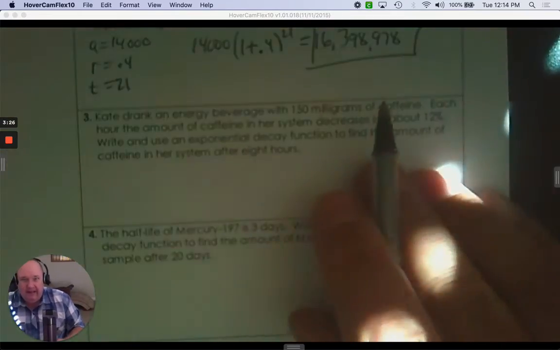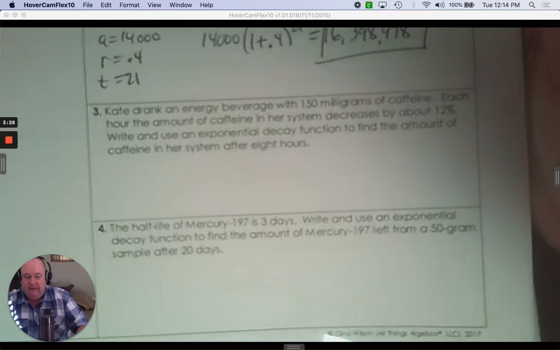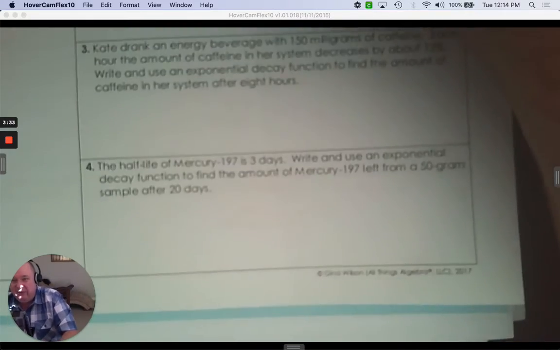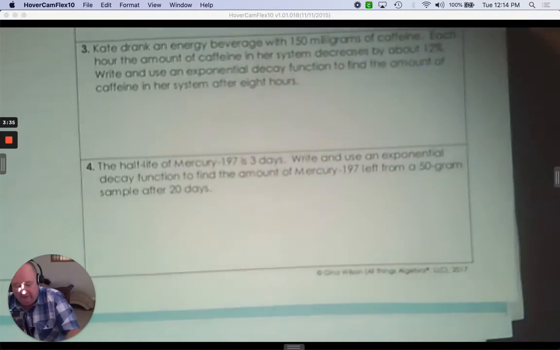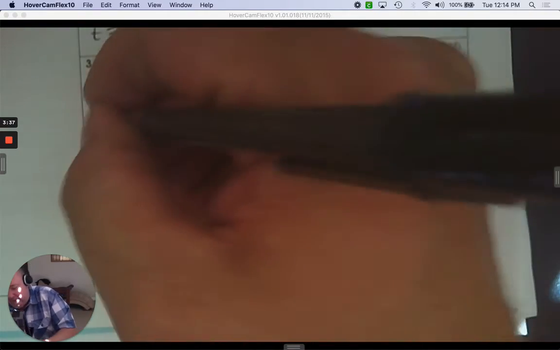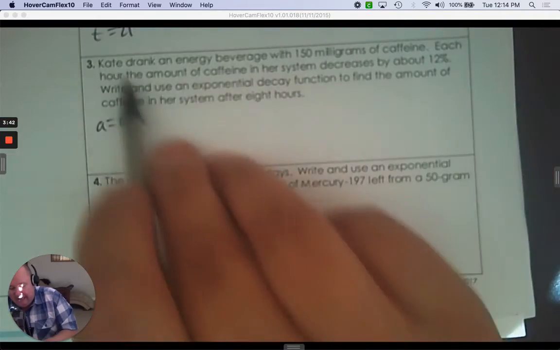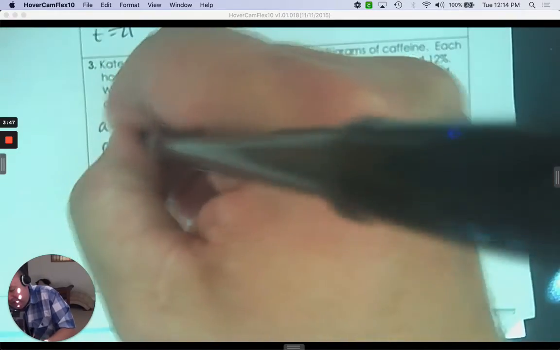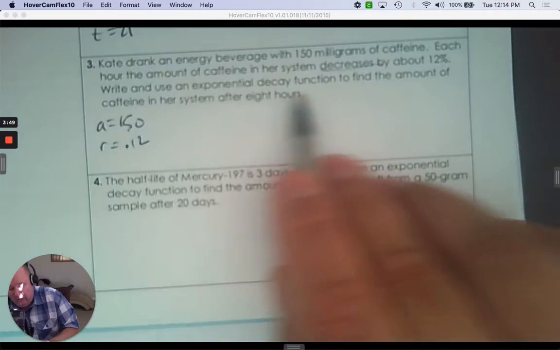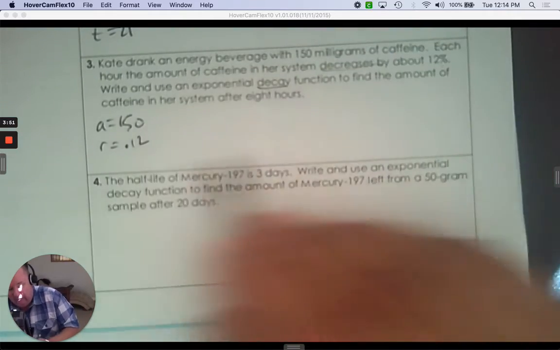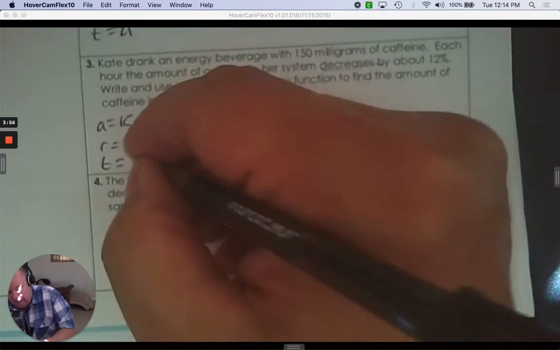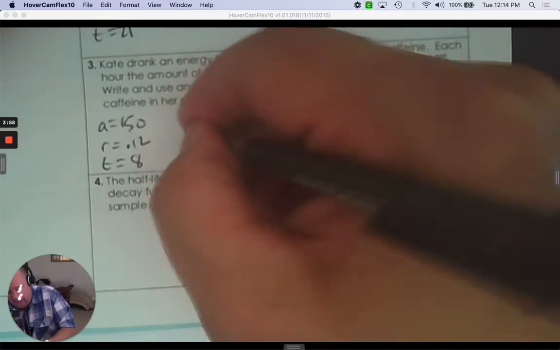Kate drank an energy beverage. I'm going to avoid the sun. Here we go. Kate drank an energy beverage with 150 milligrams of caffeine. So the initial amount is 150 milligrams. Each hour, the amount of caffeine in her system decreases at that rate. So our rate is 0.12. Write and use an exponential decay function because it's decreasing. Find the amount in her system after 8 hours. So T equals 8.